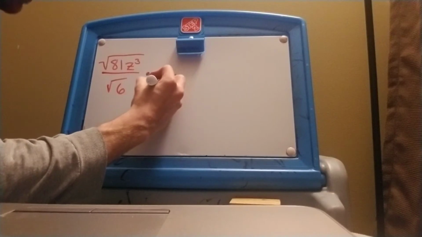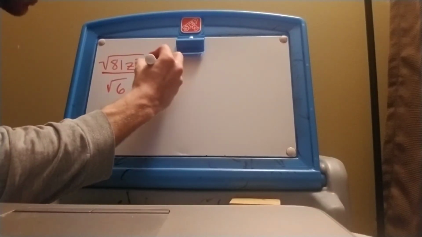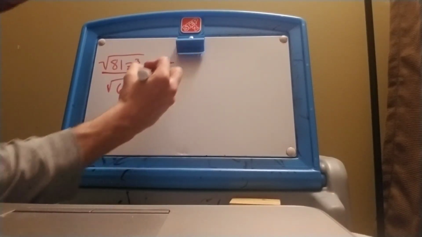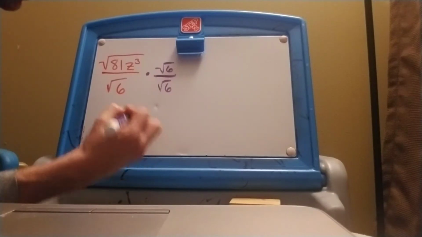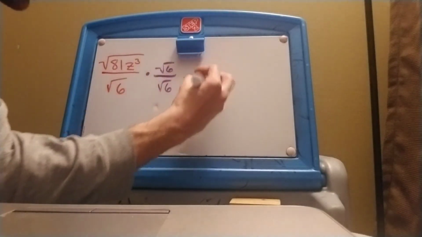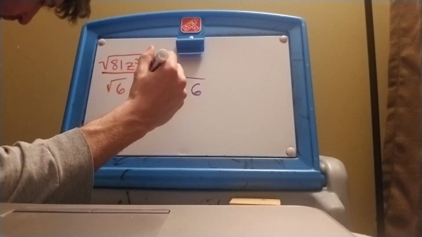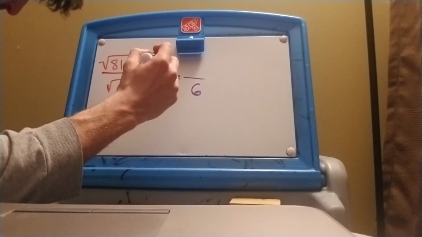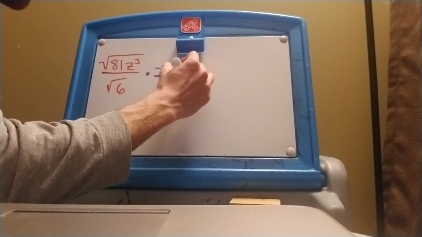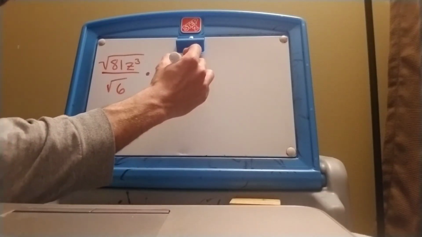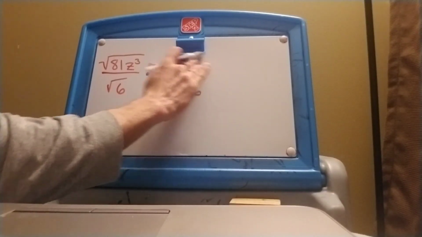And so I'm going to multiply that by the square root of 6 over the square root of 6. So that's going to cancel out, and I'm going to be left with just the 6 on the bottom. But on the top, I think 81 times 6, that's going to be 200 and... No, that's going to be actually... I lied.